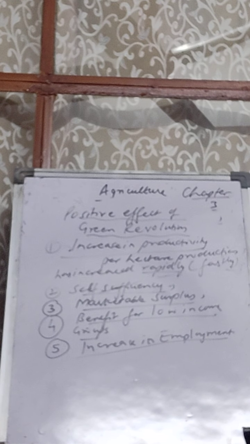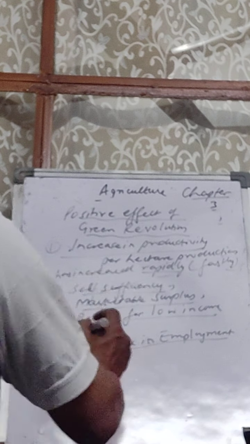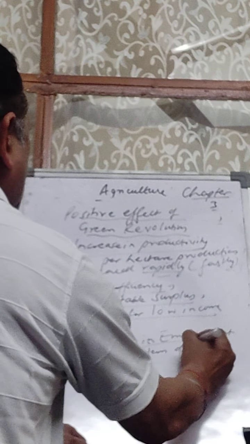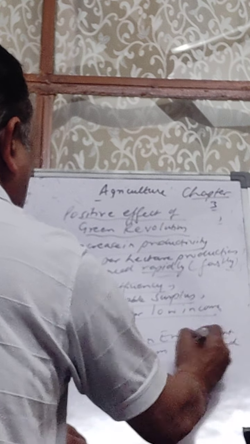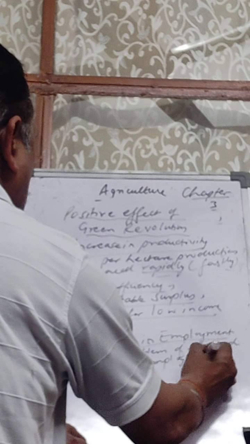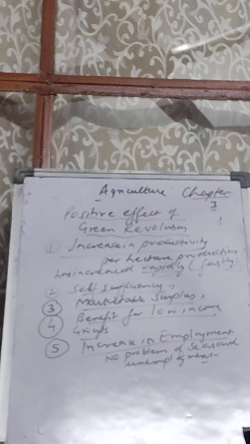Because of green revolution, the problem of seasonal unemployment has been removed. That means there is no problem of seasonal unemployment. Now students, you know, previously what happened before the green revolution, most of the farmers, they were idle for 6 or 7 months because of seasonal unemployment. But now with the coming of green revolution, this problem has also been removed.